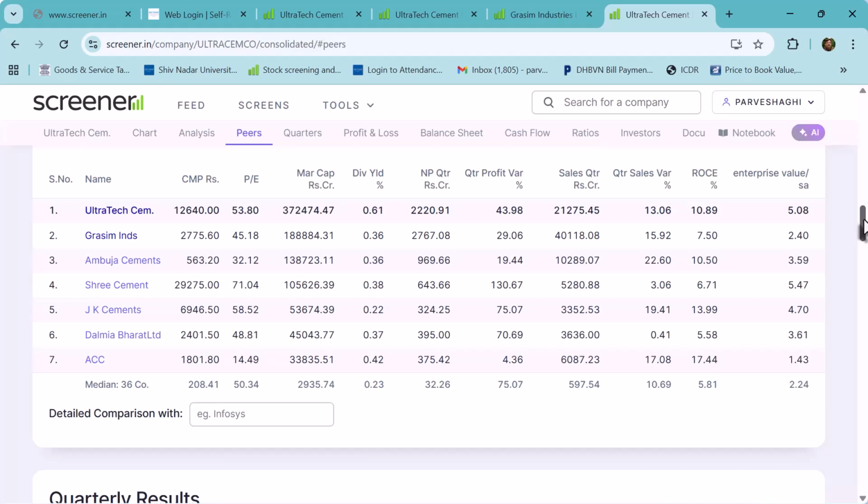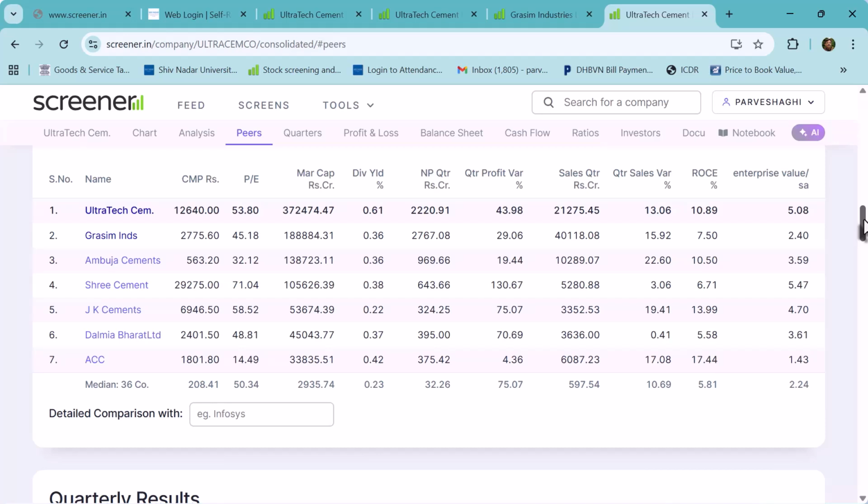Then we have Shree Cement, which is 71.04. So it is trading at a very high PE ratio compared to the industry. Similarly, we have JK Cement, which is also trading at a higher PE ratio. Dalmia Cement is trading lower than the industry. And ACC is trading at just 14, so it's the cheapest out of the lot.